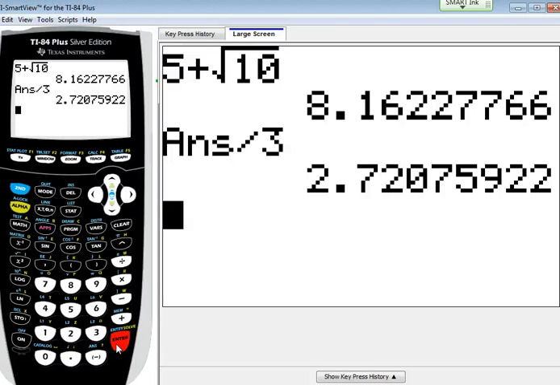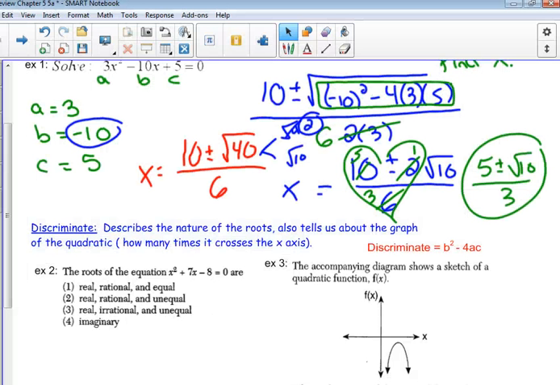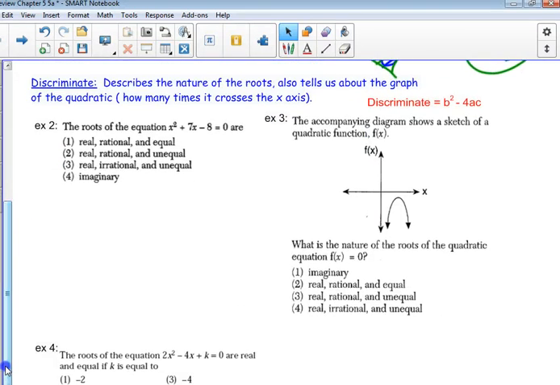If they didn't say leave it in simplest radical form, and they said find x to the nearest tenth, you'd actually have to calculate it out, and you get 2 answers. Would they ask that? They might. It's fair game.